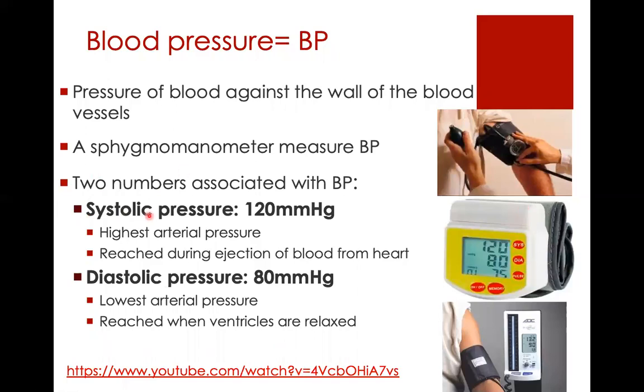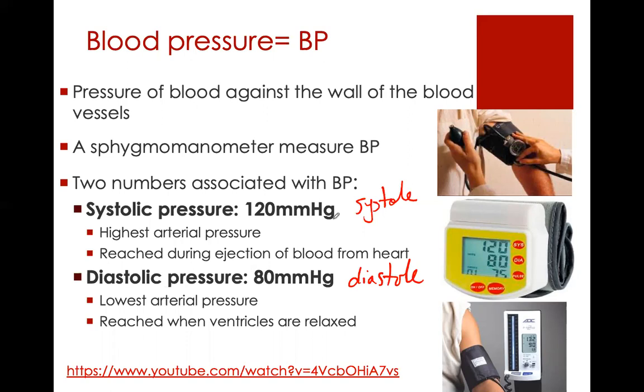The word systolic is associated with the word systole, which means contraction of the heart. And diastolic comes from the word diastole, which means relaxation. So basically, systole means it's the pressure when your heart is contracting. The number is going to be a higher number. It is measured in millimeters of mercury, or mmHg, and it's measured at 120.